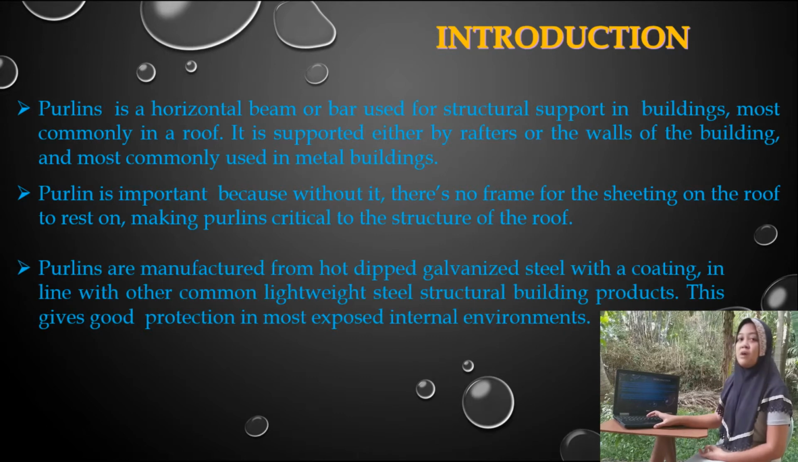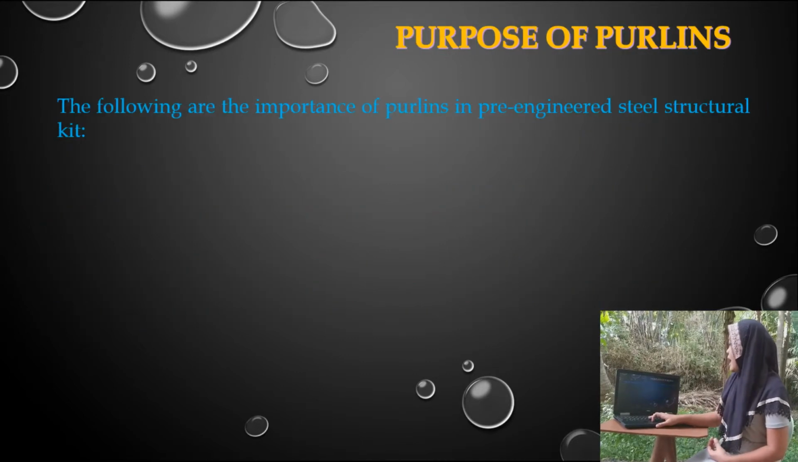And then, purlins are manufactured usually from hot-dip galvanized steel with coating in line with other common lightweight steel structural building products. So, nagbibigay siya ng good protection sa most exposed internal environments ng ating roof. Now, ano ba yung purpose ng ating purlins sa ating program?